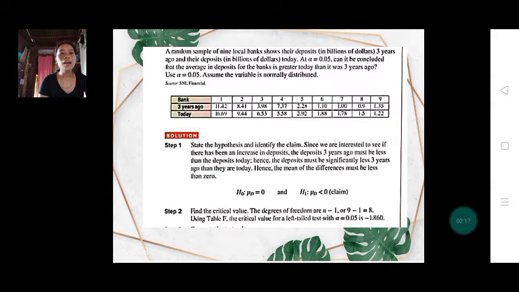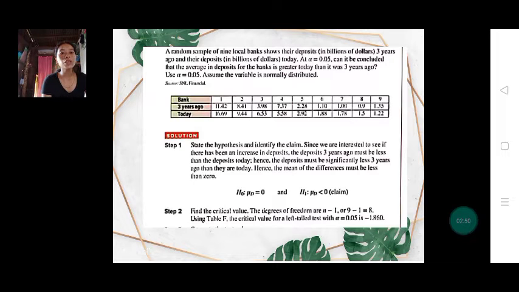So, our null hypothesis is mu sub d equals 0, and our alternative hypothesis is mu sub d less than 0, which is the claim. So, H sub 0 is the null hypothesis, and H sub 1 is the alternative hypothesis. So that is done, we stated the hypothesis and identified the claim.